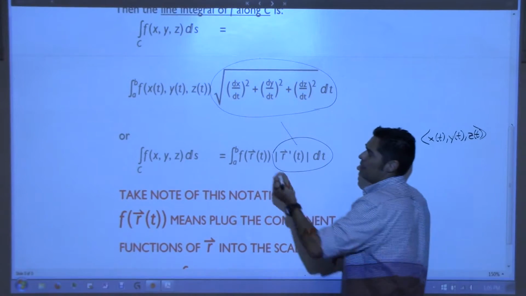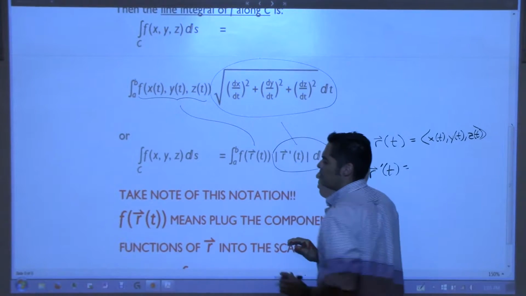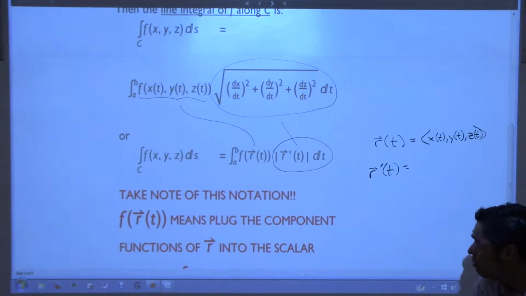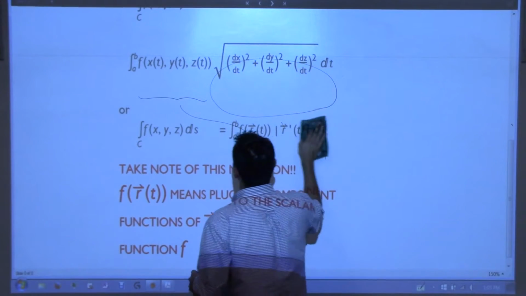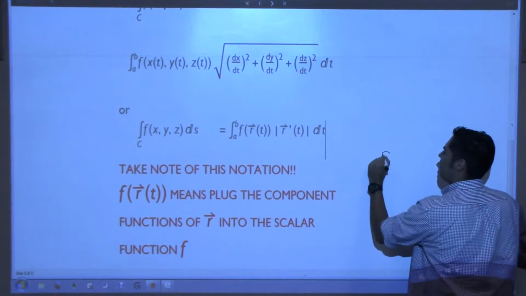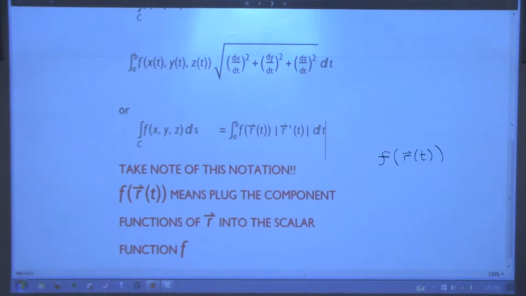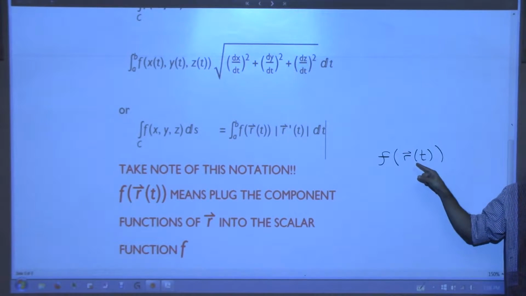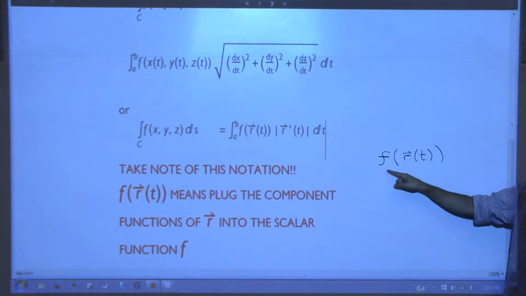And another way of writing this is going to be to use this notation. I wrote it in red here. I don't think that's in the notes that I put online. I don't think I put that in the notes. And what do we mean by f of r of t? So what do we mean by this? Because we've never seen this. We're taking a function and plugging it into a scalar function, right? Taking a vector function, plugging it into a scalar function.